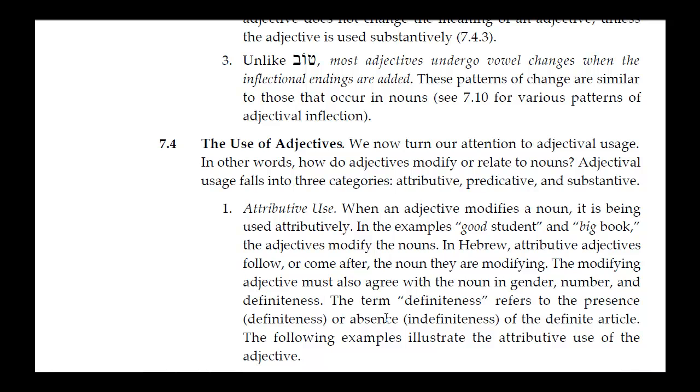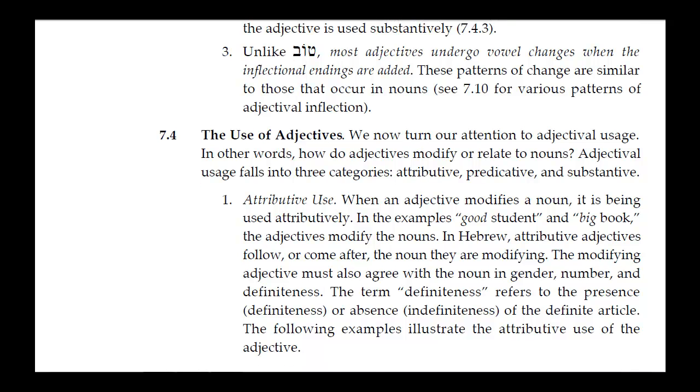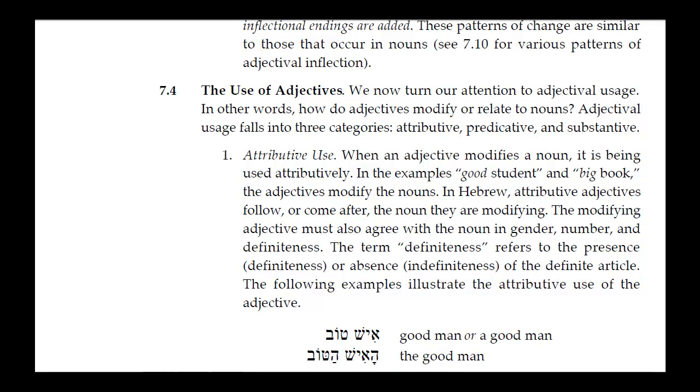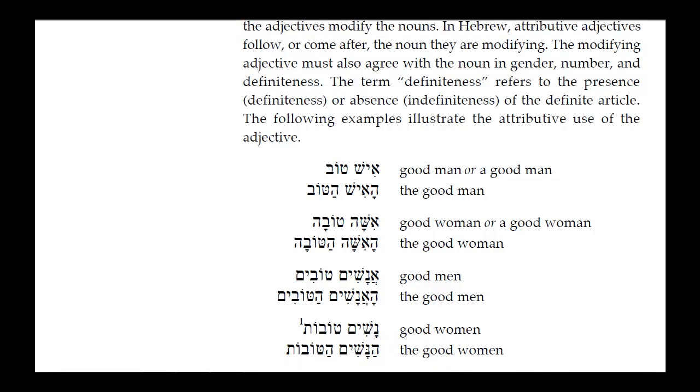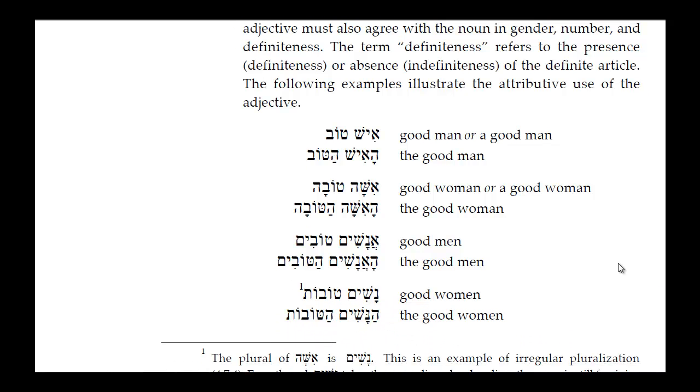And here are some examples of the use of the attributive adjective. They're pretty simple, nothing real big here. For example, we have here ish tov, a good man. Ish tov. You see how tov agrees with man in gender, number, and in indefiniteness in this case.